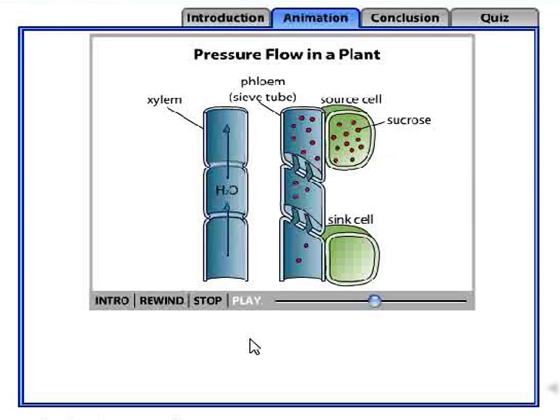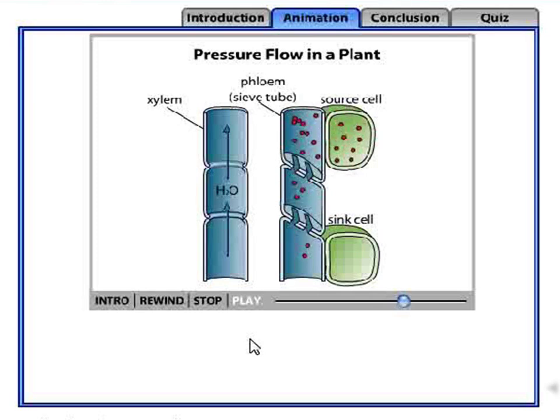Sink cells are any cells that unload sucrose from the phloem. Sink cells are found throughout the plant, but are abundant in roots or developing fruits and shoot tips. Sink cells typically cannot meet their own needs for carbohydrates and must import them from the phloem. The fluid begins to flow when source cells pump sucrose into the phloem.